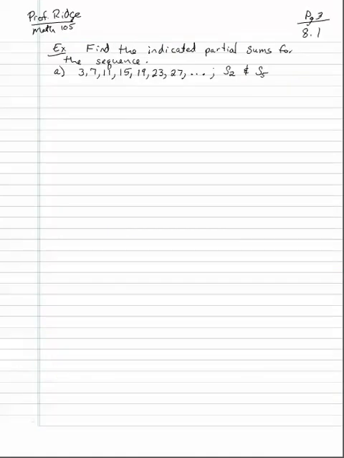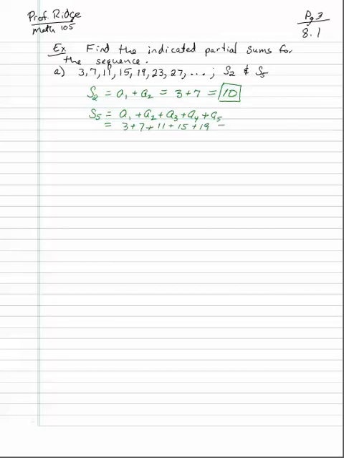Okay, so we got a sequence 3, 7, 11, 15, 19, 23, 27, so on. We want to find S sub 2. So that's the partial sum of the first 2 terms. So it'll be 3 plus 7, which is 10. So S sub 2 is 10. Partial sum of the first 2 terms is 10. Now S sub 5 would be a sub 1 plus a sub 2 plus a sub 3 plus a sub 4 up to a sub 5, the 5th term. So we're going to get 3 plus 7 plus 11, 15 plus 19, which equals 55. Now let's try one more.